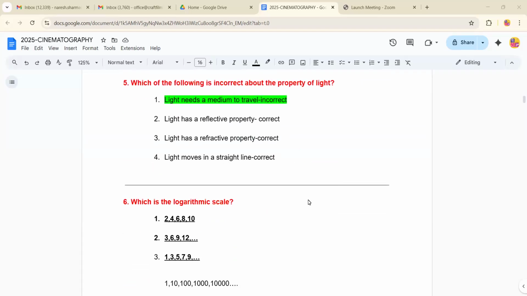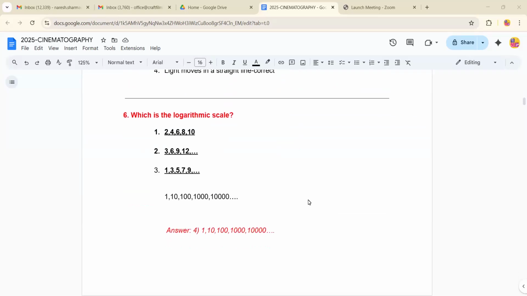Which of the following is incorrect about the property of light? The property that light needs a medium to travel is the incorrect one. The rest are all correct. Reflective, refractive, straight line, they are all correct properties of light.